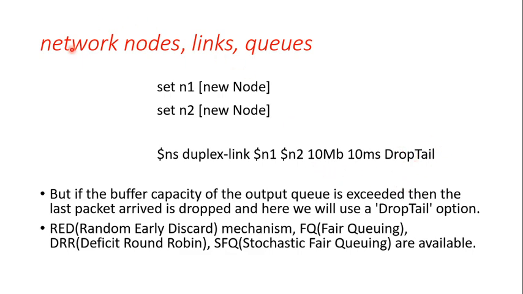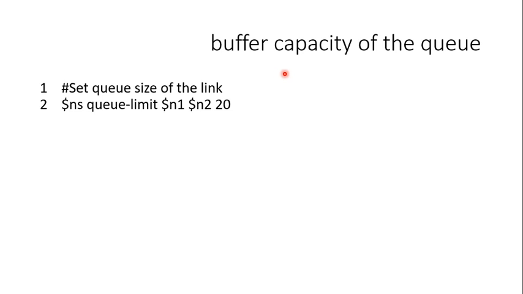So likewise, you created the nodes and set up the link between them, and you also initialized the queue handling mechanism by using drop tail here. Then we should also set the capacity of the buffer, and that buffer capacity can be set by using queue-limit. Remember, it is queue-limit. Queue limit between where to where? Between N1 and N2, because we created the link between N1 and N2, and that link we consider as a duplex link.